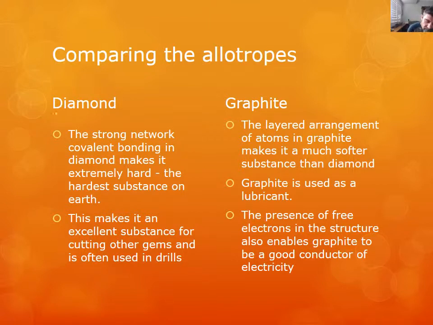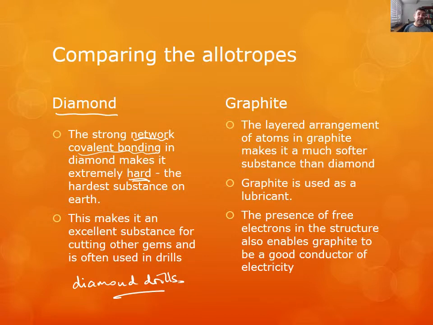For the moment, be aware that probably the thing we know most about diamond, apart from the fact that it's very sparkly, a very valuable jewel, is that it's extremely hard, the hardest substance that we know. And it is network covalent bonding that is responsible for this. There are no weaknesses within the bonding arrangement of carbon atoms in diamond. This makes it an excellent substance for cutting other gems. So it's often used in diamond drills because it pretty much will cut anything. As a consequence, that makes it a great cutting substance.